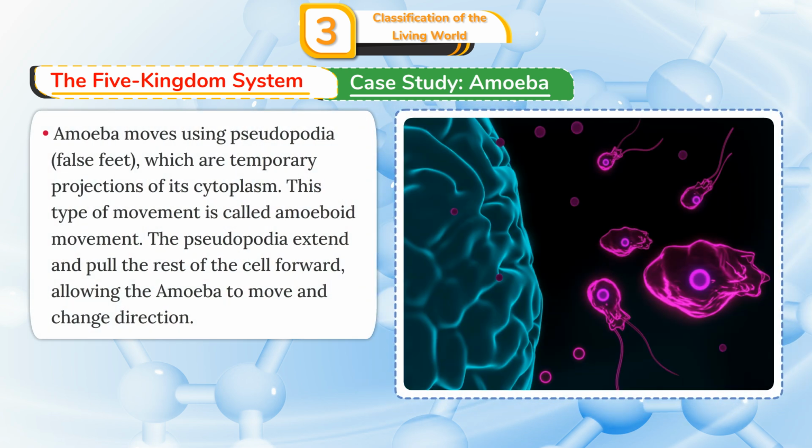Amoeba moves using pseudopodia, false feet, which are temporary projections of its cytoplasm. This type of movement is called amoeboid movement. The pseudopodia extend and pull the rest of the cell forward, allowing the amoeba to move and change direction.